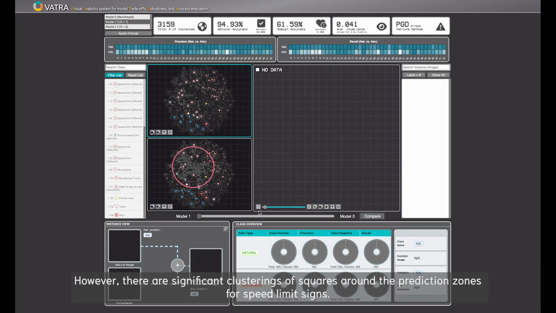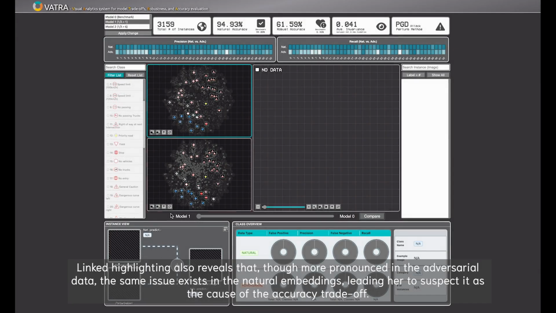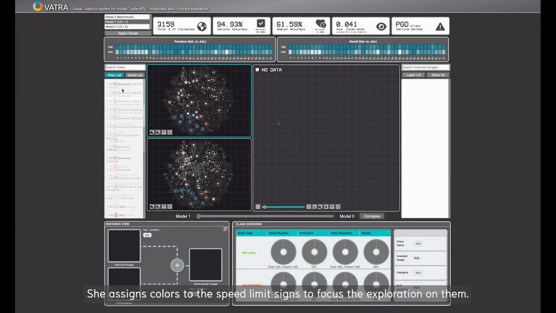However, there are significant clusterings of squares around the prediction zones for speed limit signs. By skimming across the class matrices, the juxtaposed variations in color intensity show that there is a significant fairness trade-off for speed limit signs. Linked highlighting also reveals that, though more pronounced in the adversarial dataset, the same issue exists in the natural embeddings, leading her to suspect it as the cause of the accuracy trade-off. She assigns colors to the speed limit signs to focus the exploration on them.